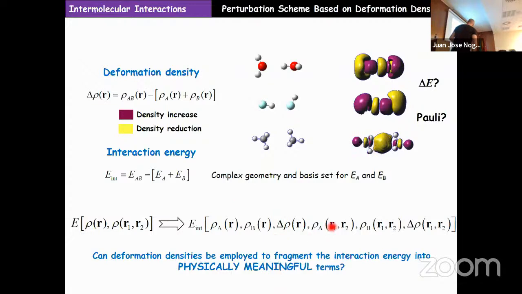Okay, the unperturbed two electron density of A and B, and the corresponding changes of these densities when the complex is formed. Okay, so this is the formation density. The question is, can the formation density be employed to fragment the interaction into physically meaningful terms? Okay, we are going to see how this deformation density, simply, we can also split into the deformation density due to Pauli and the deformation density due to polarization.